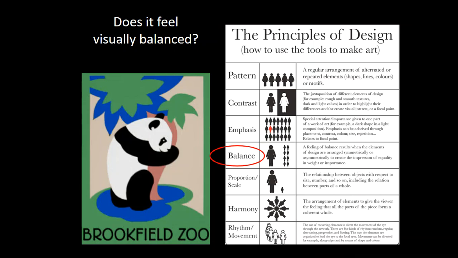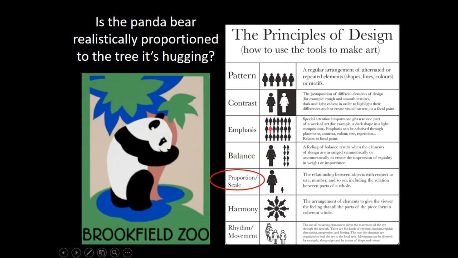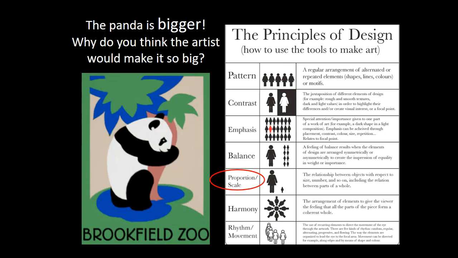Does it feel visually balanced? Is it symmetrical or asymmetrical? It's definitely not symmetrical, right? If you drew a line down the middle, we don't have a mirror image. But does it feel balanced anyway? I think it does. Is the panda bear realistically proportioned to the tree it's hugging? No, panda bears in proportion to trees are generally not that big. They're a little smaller, right? So it's out of proportion. Why do you think the panda bear is bigger?